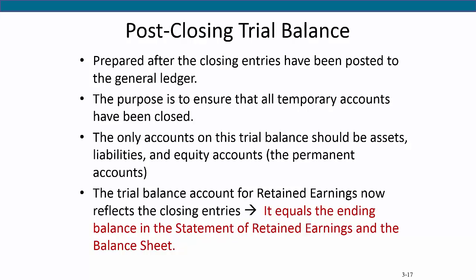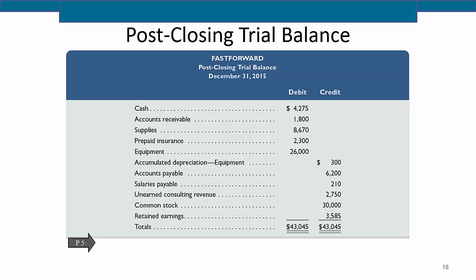The trial balance account for retained earnings now reflects the closing entries too. Okay, and the only accounts on this trial balance should be the balance sheet accounts. When you glance at the post-closing trial balance, you can tell whether it's been properly closed if the only accounts that are listed are the permanent or real accounts, and they include asset, liability, and equity accounts. Retained earnings, again, should now be equal to the amount reported in the statement of retained earnings.